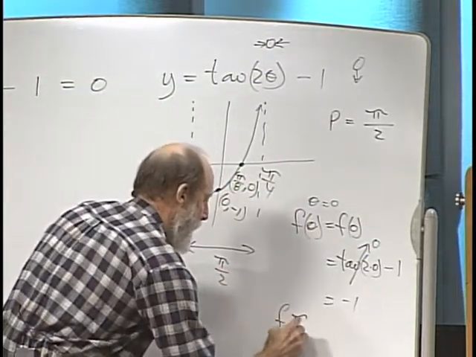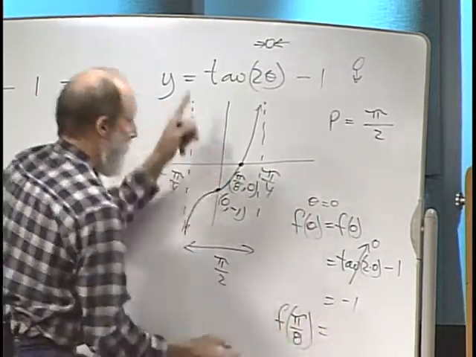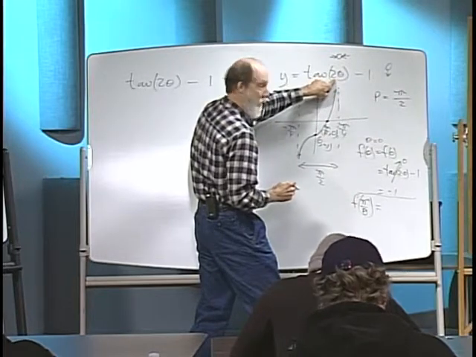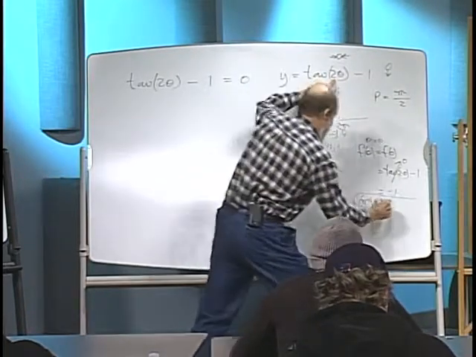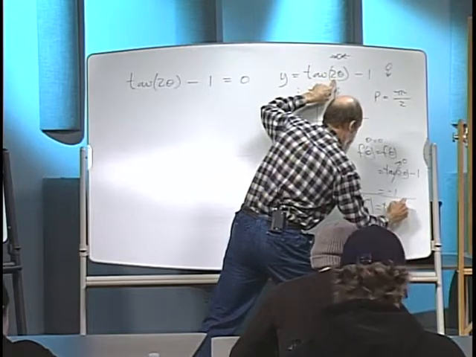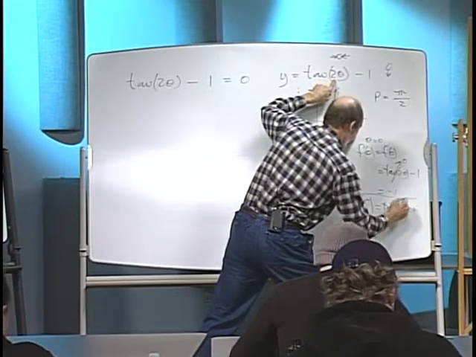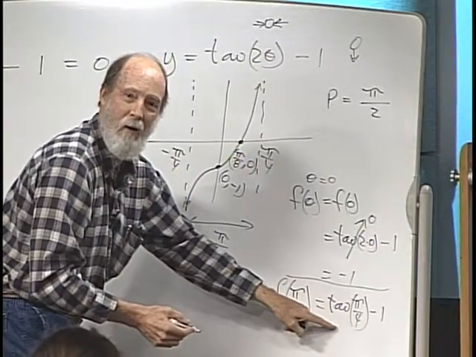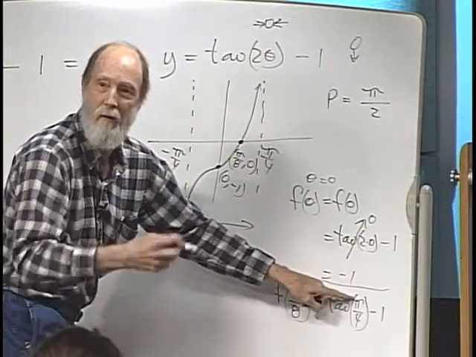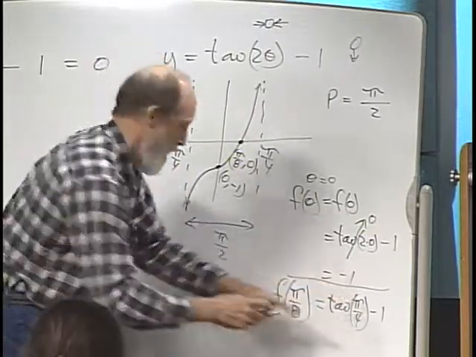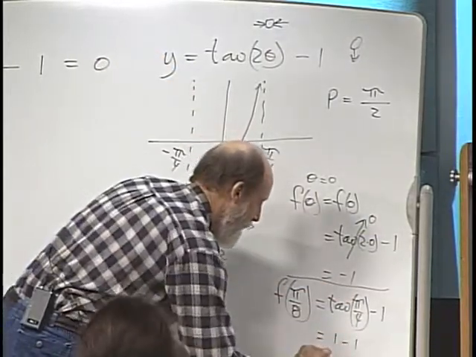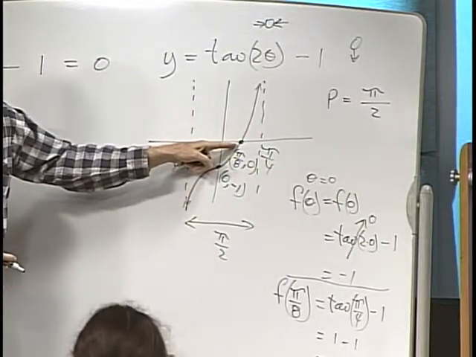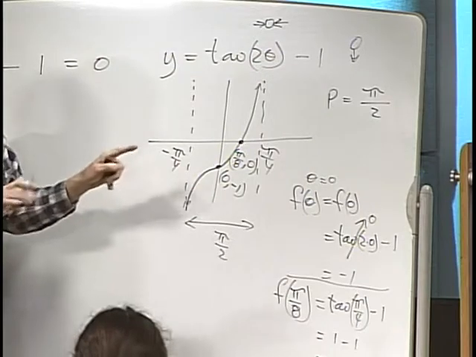Let's try that. F of pi over 8 in your function up here. Put pi over 8 in here, times 2: 2 times pi over 8 is pi over 4. So you're going to have the tangent of pi over 4 minus 1. But the tangent of pi over 4, tangent of 45 degrees, is 1, isn't it? So you get 1 minus 1, which is indeed 0. See that? That's the kind of graphing skills that I hope you have.